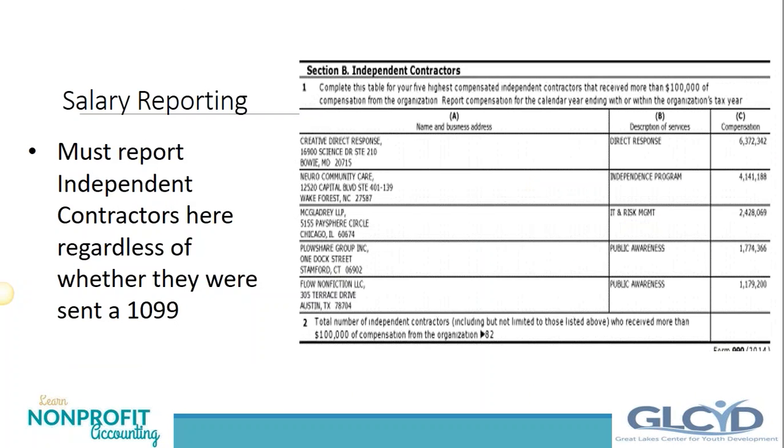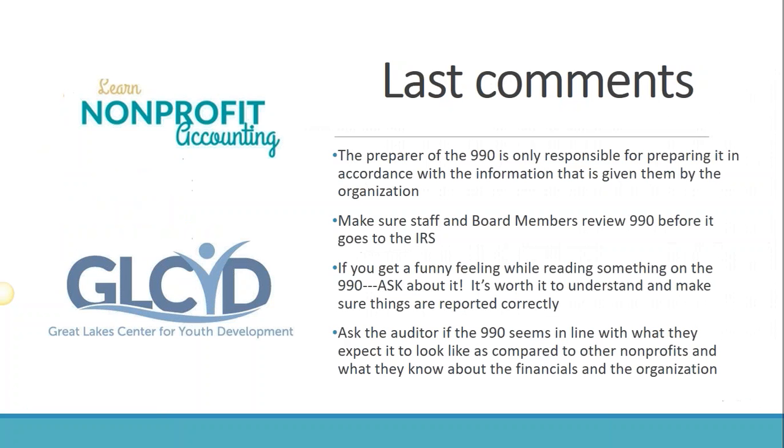And the third part of salary reporting is really independent contractors, and this is Section B of Schedule J. So for these independent contractors, you have to report the top 5 independent contractors that were paid over $100,000 during the year. Even if they weren't sent a 1099, not all independent contractors are sent a 1099 under the 1099 rules. So it doesn't matter if you gave them a 1099 or not, they need to be listed here.